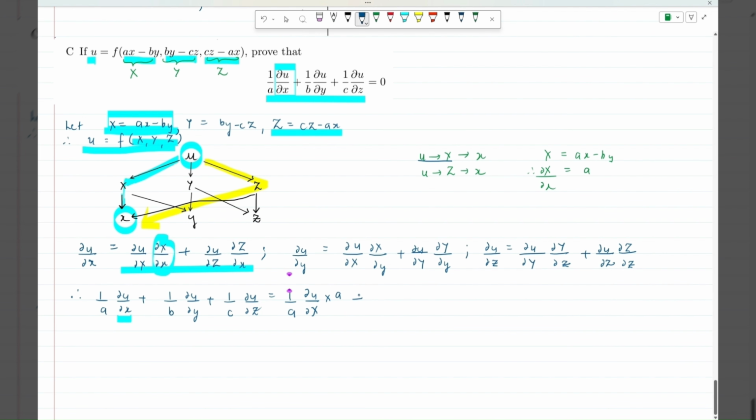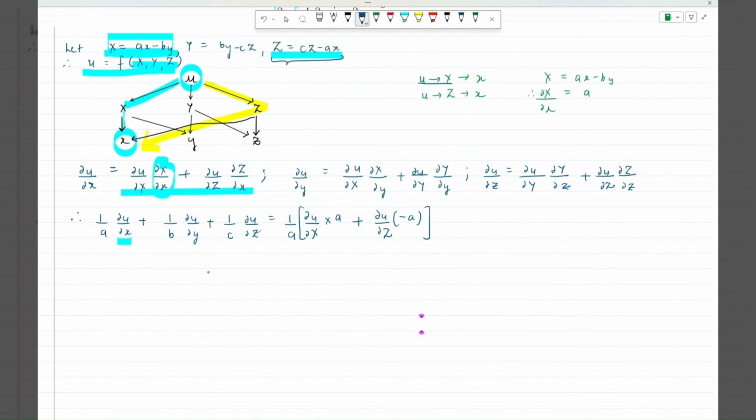And then we have del u by del capital Z. So again del u by del capital Z has no expression, and then del capital Z by del z. So for this we are going to use this expression, and that is going to give us negative, and this everything is multiplied by 1 over a.